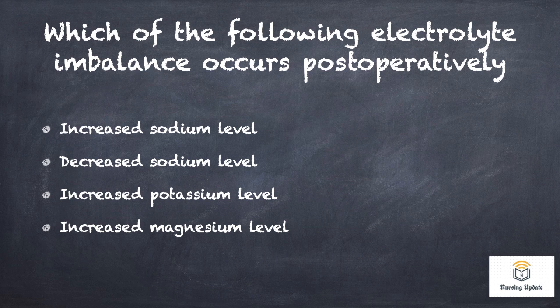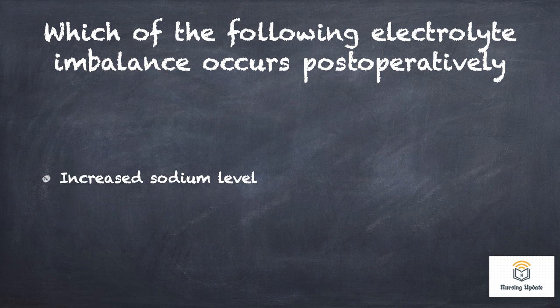Which of the following electrolyte imbalances occurs post-operatively? Suppose a child has undergone a surgery, either for hernia or for valve replacement or anything. Post-operatively, which electrolyte imbalance occurs? Option A increased sodium level, option B decreased sodium level, option C increased potassium level, and option D increased magnesium level. The answer is increased sodium level.